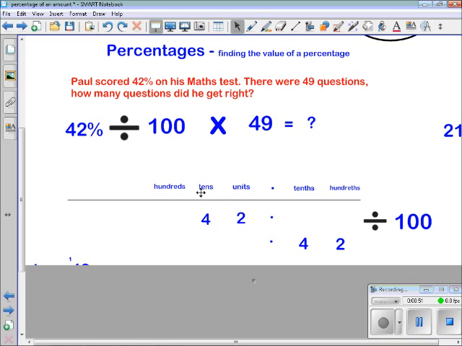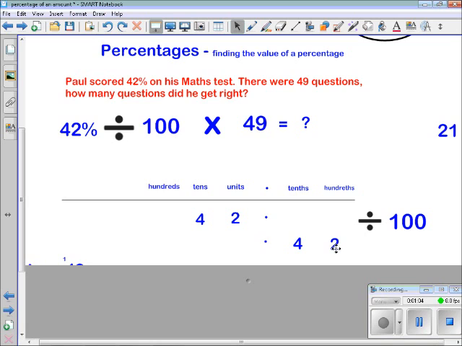So instead of being 4 tens, it now becomes 4 tenths. And we do the same thing with the 2 units. Move it 1 spot, it would be 2 tenths. Move it 2 spots, it's 2 hundredths. So 42 divided by 100 equals 0.42.